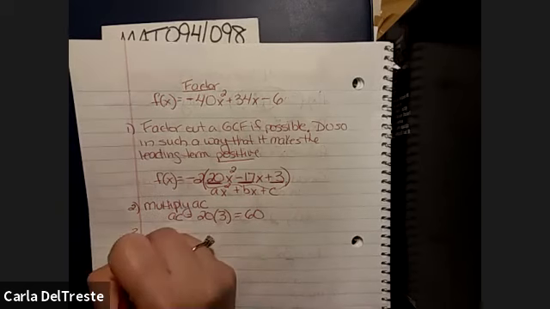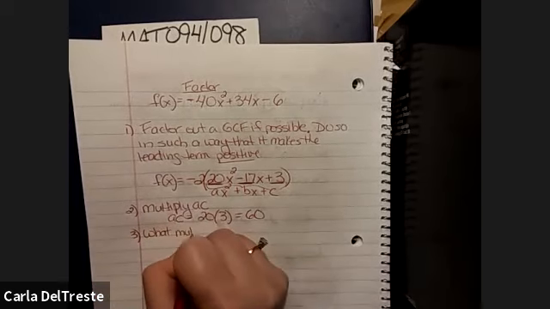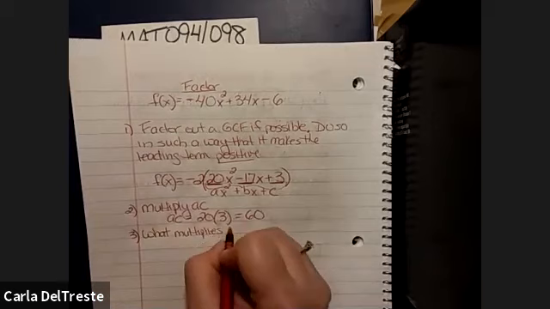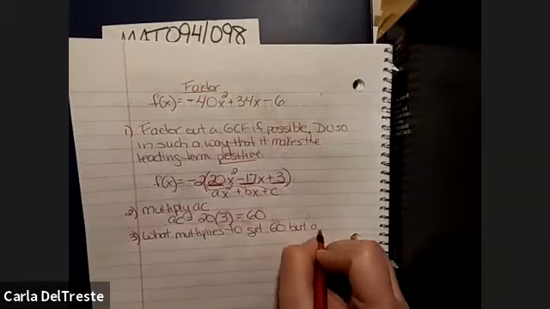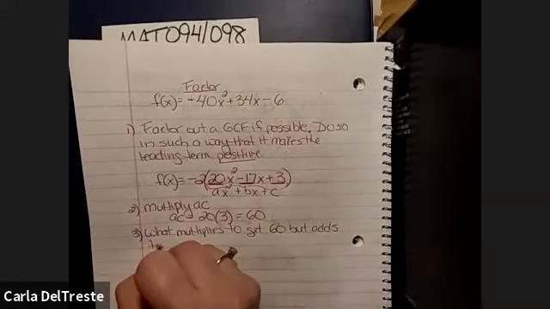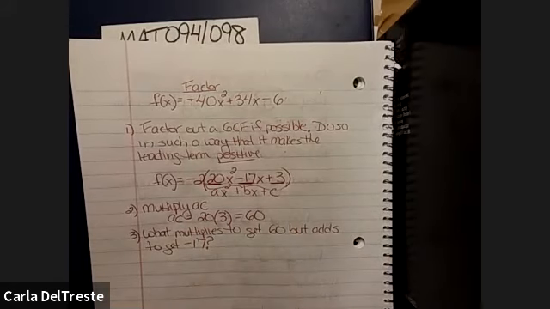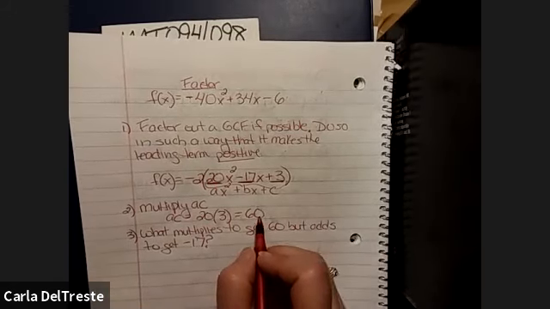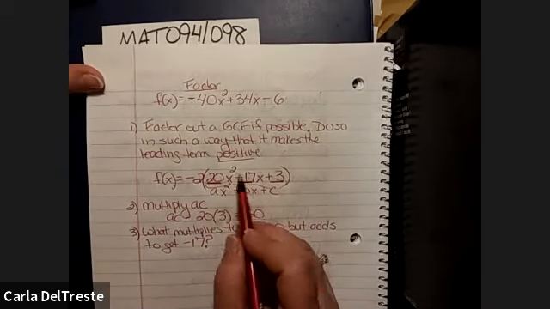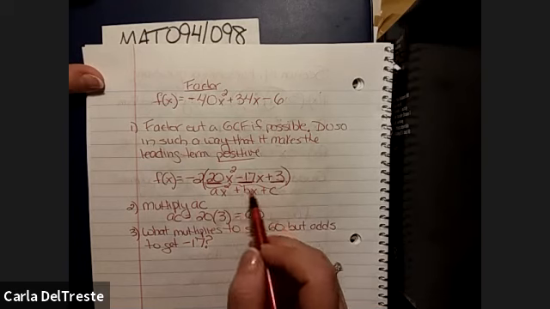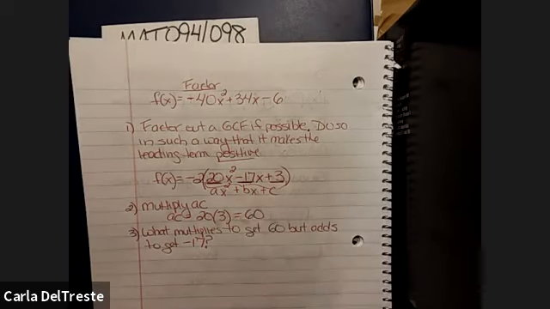Then, step 3, I ask myself what multiplies to get 60, but adds to get negative 17. So what multiplies to get me this AC, but adds together to get B? Because remember, this is where those two middle terms are coming from. Think about that first example. So I'm looking for some addition that's going to help me get that B term.